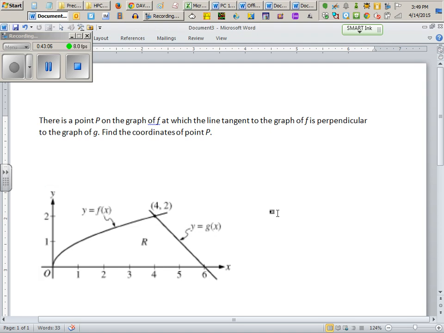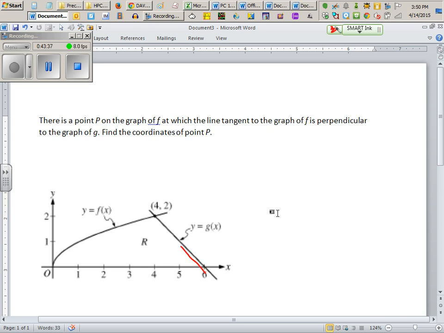They're very good at writing questions. So it says there's a point P on the graph of f at which the line tangent to the graph of f is perpendicular to the graph of g. Find the coordinates of this point. It's a very creative question. Do you understand it? There's some point on the graph of f where the tangent line is perpendicular to the graph of g. What's it talking about?